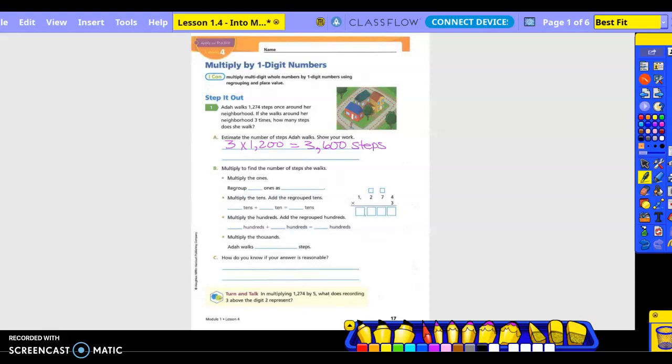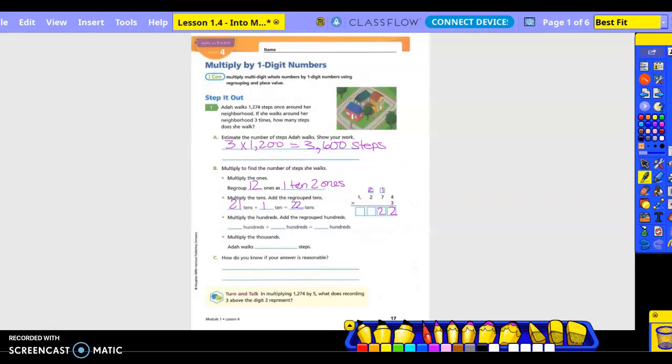steps, right? Multiply to find the number of steps she actually walks. So multiply the ones. So 4 times 3 is 12. Carry the 1. So we got 12. And then we regroup the ones as 1 ten and 2 ones. Multiply the tens and add the regrouped tens. 3 times 7 is 21 plus 1 is 22. Put a 2, carry the 2. So we got 22 tens, right?